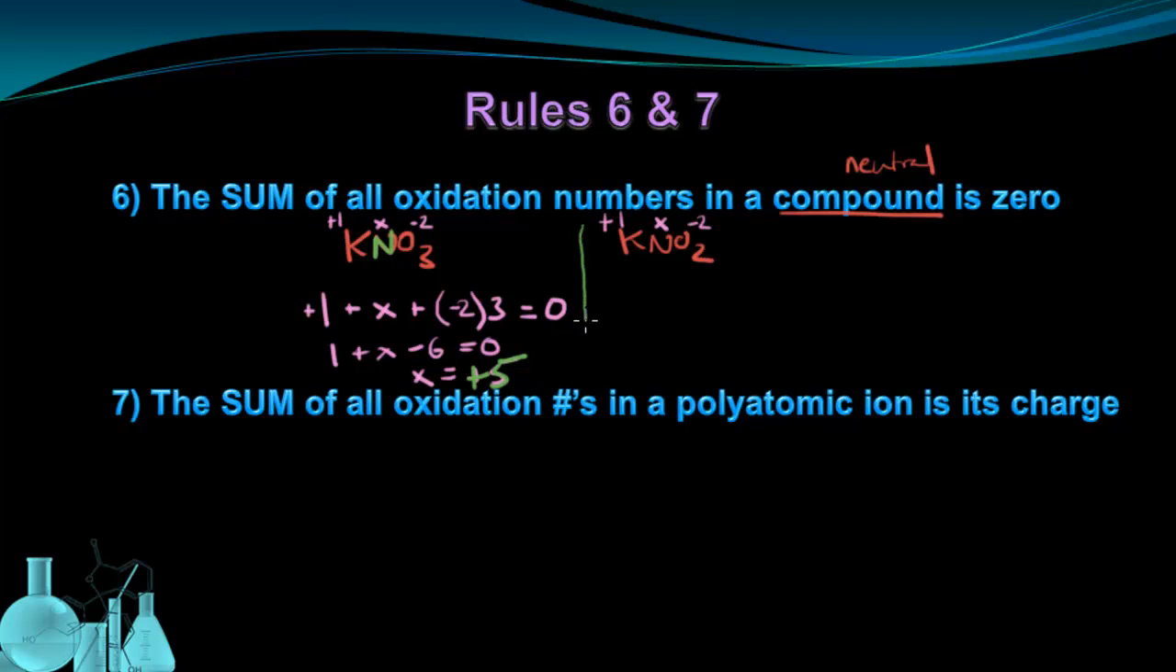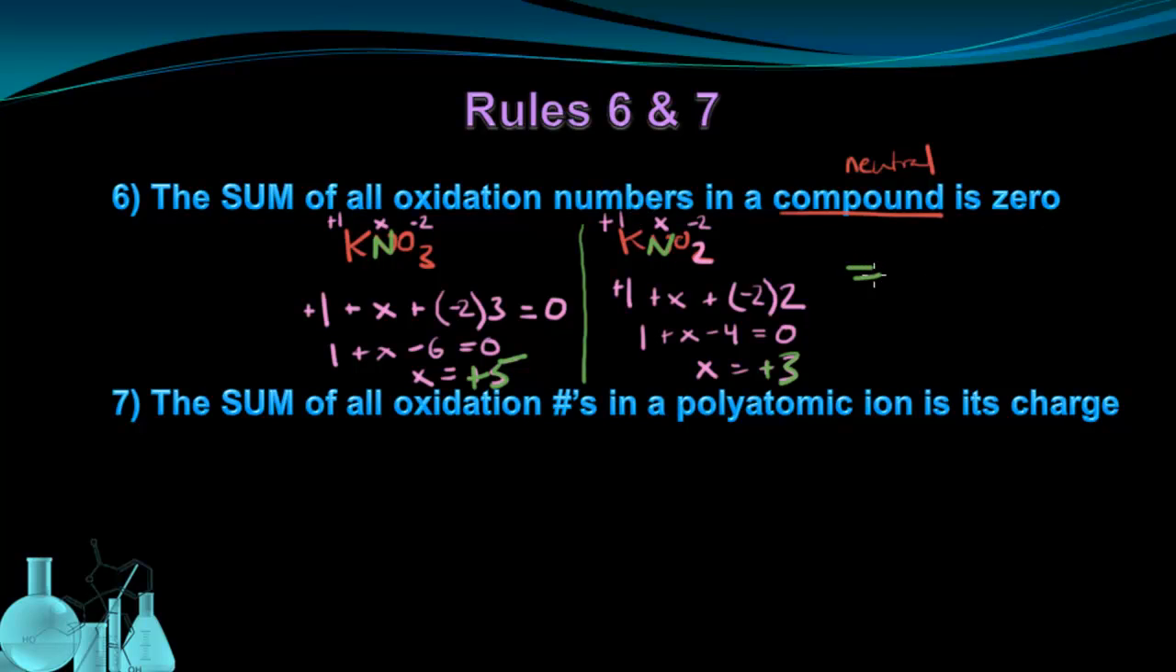Now it's going to be useful for us to go through the same process with the other compound. Again, I have +1 from the potassium. I have to add that to X for the nitrogen. And then I have to add that to the -2 for the oxygen, except this time I have 2 of them. So I multiply by 2. That gives me 1 plus X minus 4 equals 0. So in this case, X equals +3. So in this compound, potassium nitrite, nitrogen has an oxidation state of +3. And I was able to figure out both of these by using this rule, that the sum of all the oxidation numbers has to equal 0.